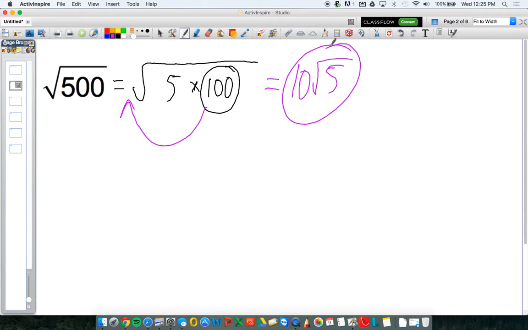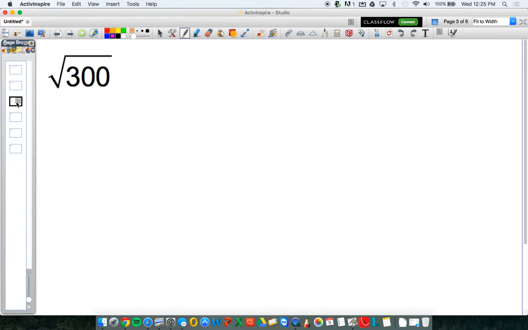All of these have the same value. Root 500 is the same value as root 5 times 100. It's the same value as 10 root 5. All I'm doing is simplifying and reducing things. I'm not changing the value.